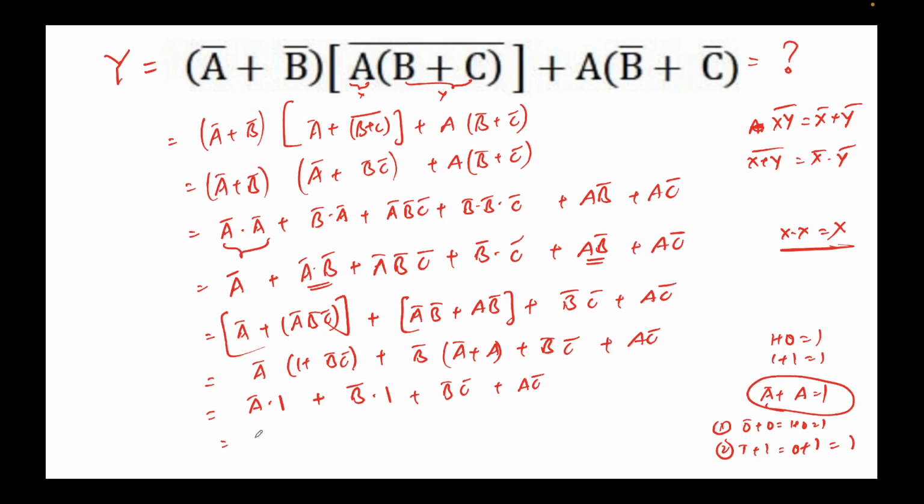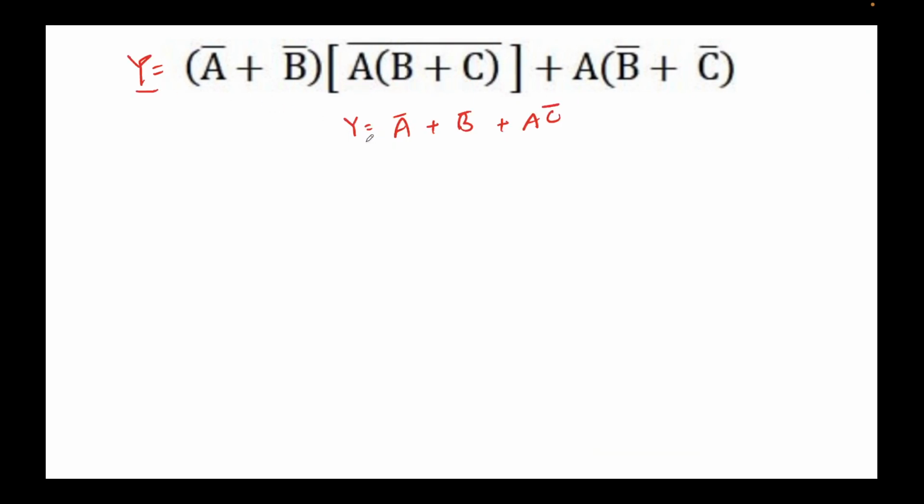Anything into 1 will be 1, so it will be A bar plus B bar plus B bar C bar plus A C bar. Now look at these two terms. I can take B bar common again, so it will be A bar plus B bar into 1 plus C bar plus A C bar. Now this will come A bar plus, again 1 plus something is nothing but 1 itself. So A bar plus B bar plus A C bar.